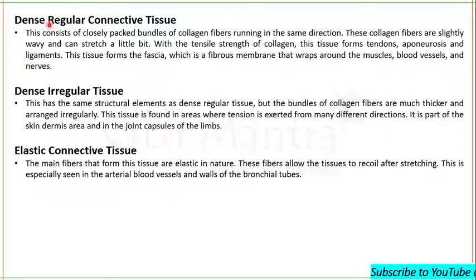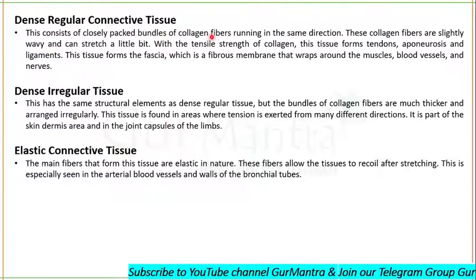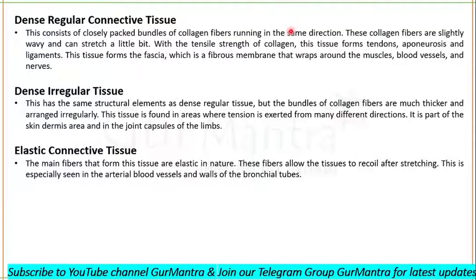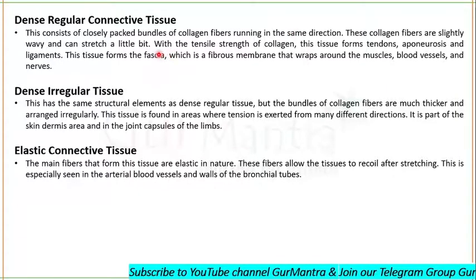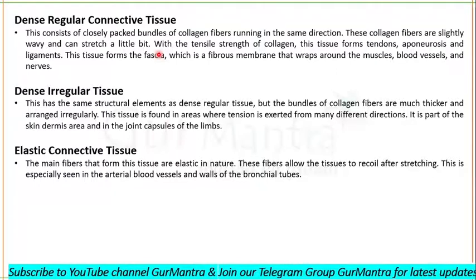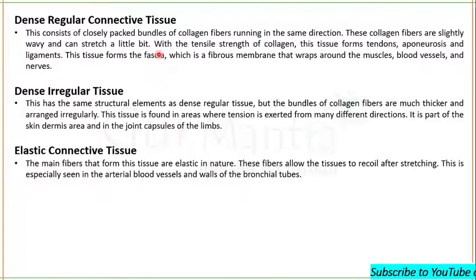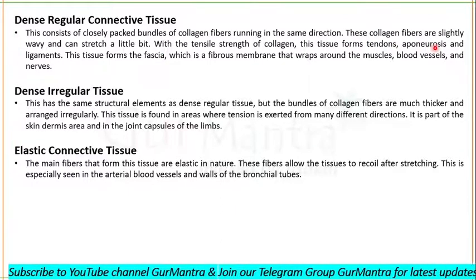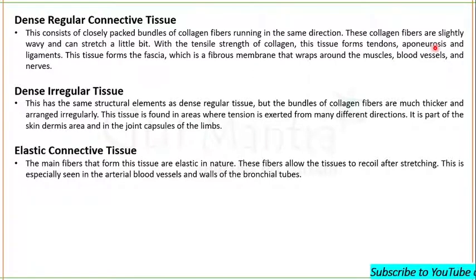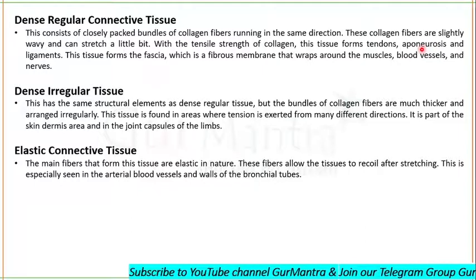Let's learn something more about the dense regular tissue. It consists of closely packed bundles of collagen fibers running in the same direction, parallel to the fibroblasts. These collagen fibers are slightly wavy and stretch a bit. They provide tensile strength, and that's why tendons, aponeuroses and ligaments are formed. You know that tendons connect muscle to bone and ligaments connect bone to bone. They provide attachment between the various structures.